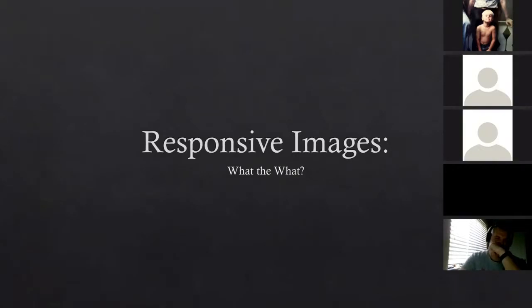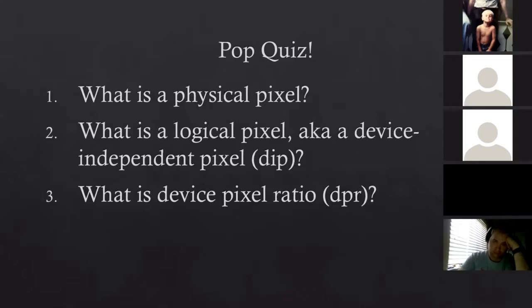Okay, we're going to be speaking about responsive images, and in particular about srcset and sizes, those two attributes that can be used with image tags and source tags. But before we do that, I thought we'd start off with a little pop quiz. So who would like to unmute themselves or chat and tell me what a physical pixel is?